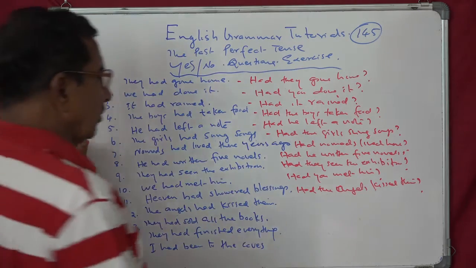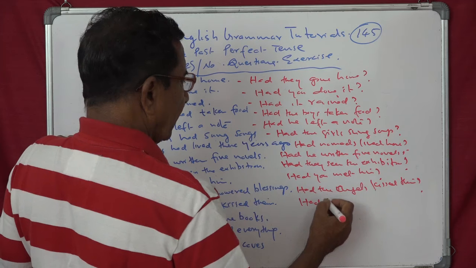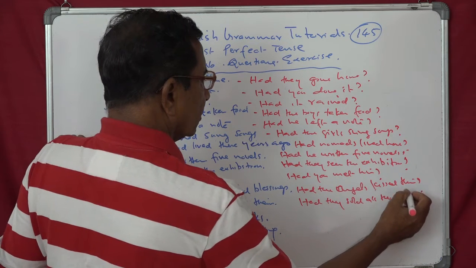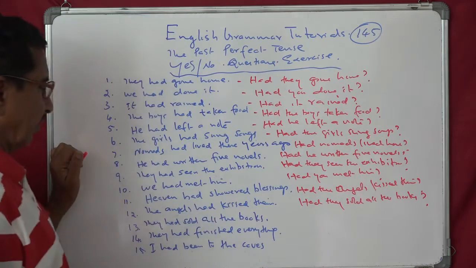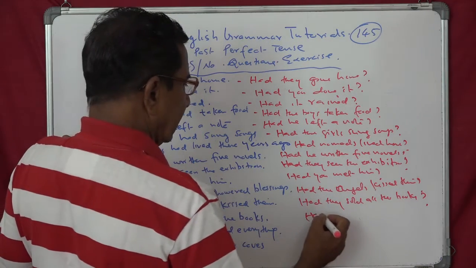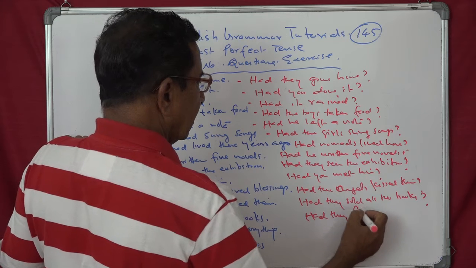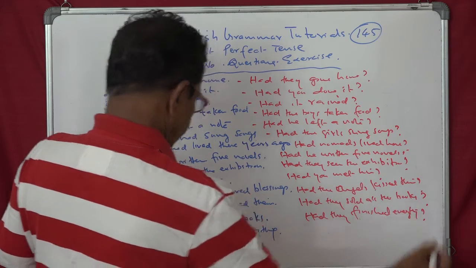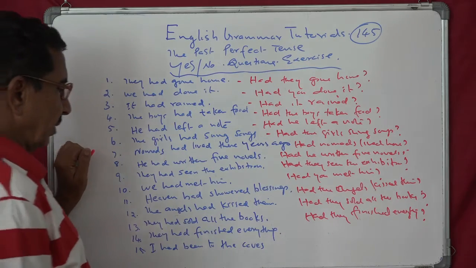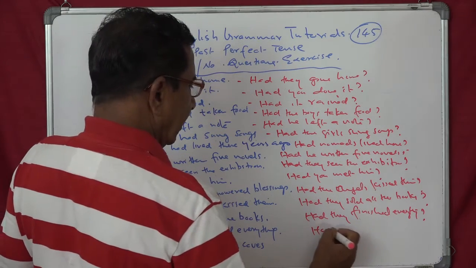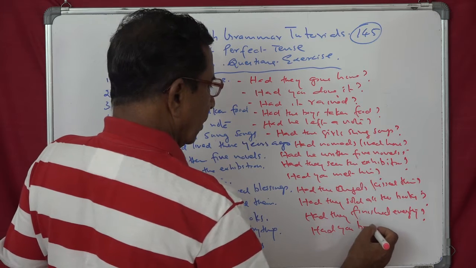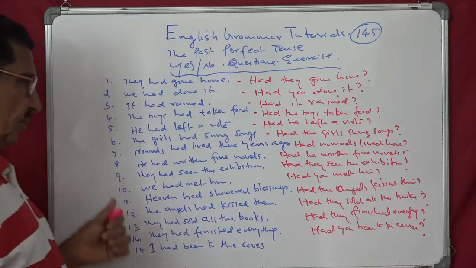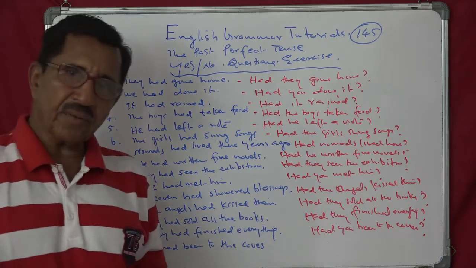They had sold all the books. Had they sold all the books? And next one, they had finished everything. Had they finished everything? And then I had been to the caves. Had you been to the caves? So it's very simple, and also definitely this should go deep in your mind.